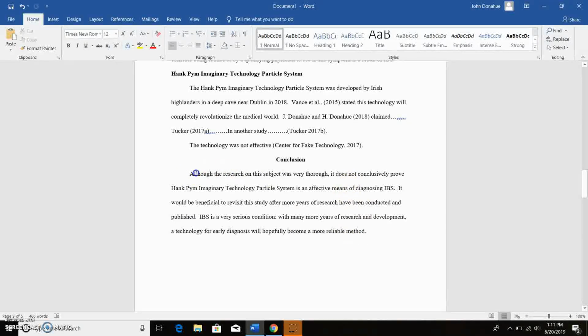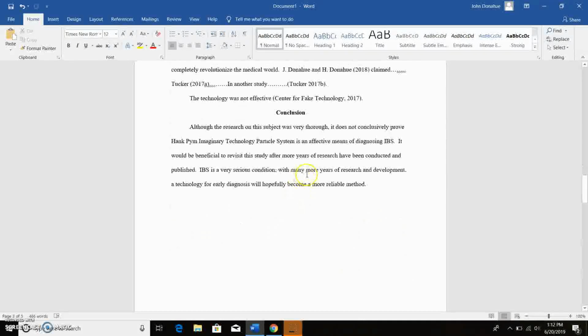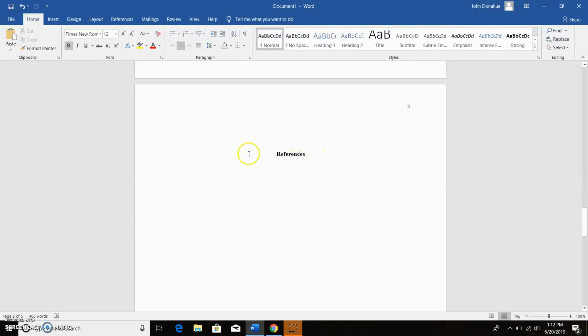So I'm stating that I didn't think the study was sufficient enough to prove that this is effective, and it would be really good to go back in the future when there's been more research and revisit this study. It's talking about the disease again here and wrapping it up. So your conclusion just briefly wraps up what your paper was about again and states whether you think the research was effective or not. Now, when you get done with your conclusion, you're going to start a new page, and that's where you would start your reference page.